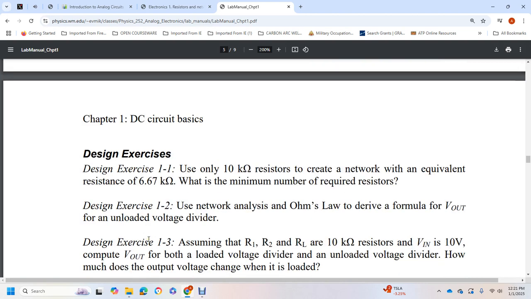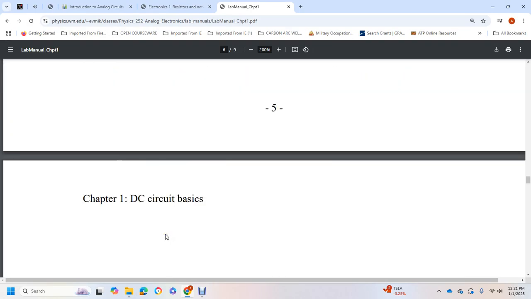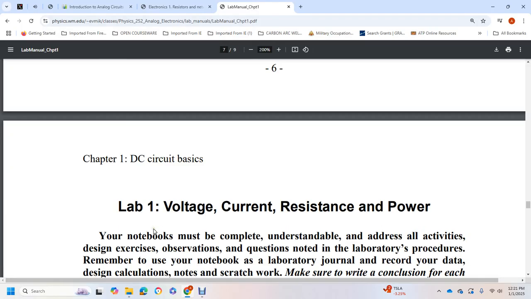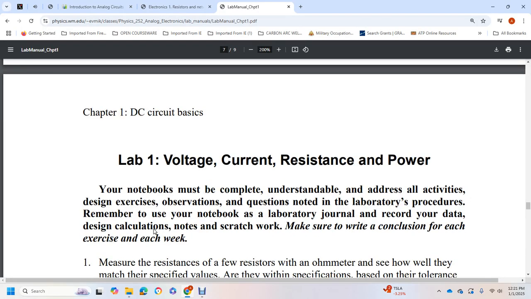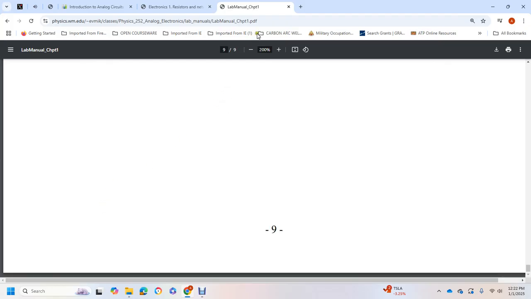Design exercises. Chapter 1, DC Circuit Basics. Alright, your lab voltage. We're going to skip the labs. We'll just pretty much do the slides then.